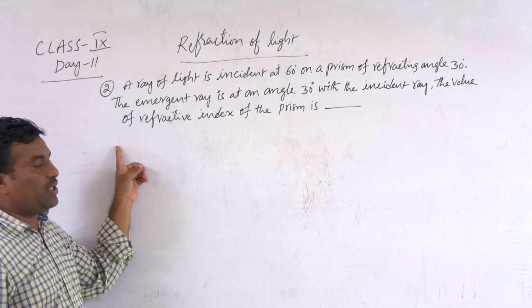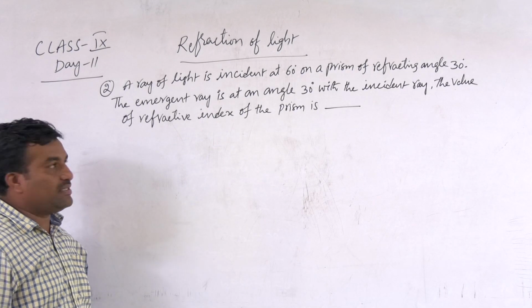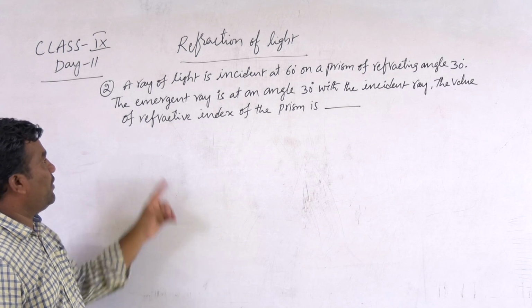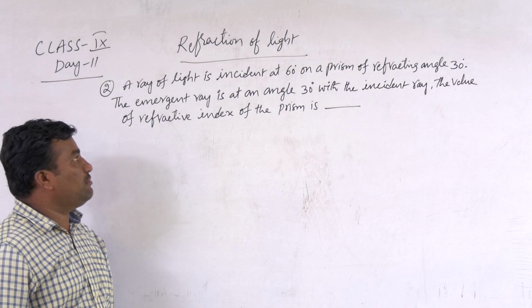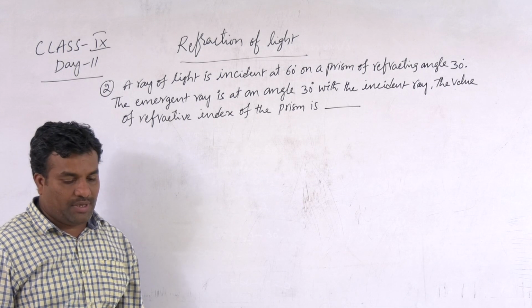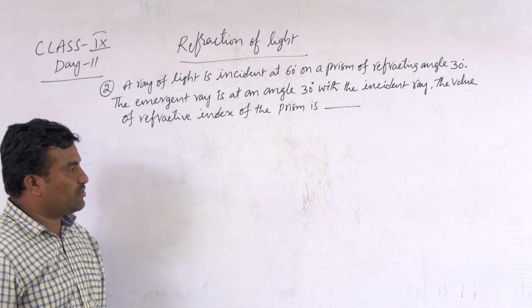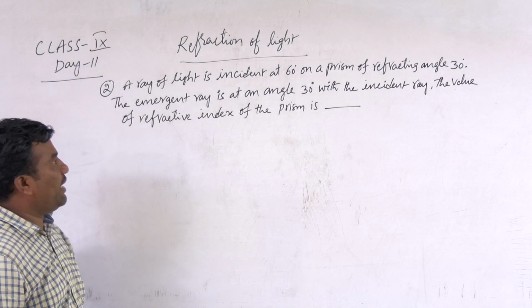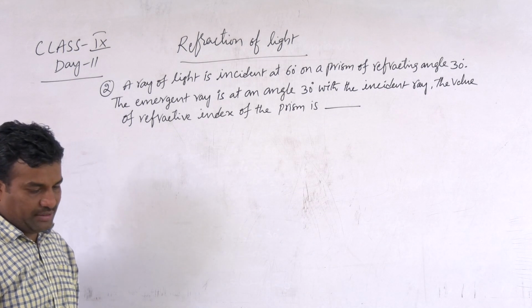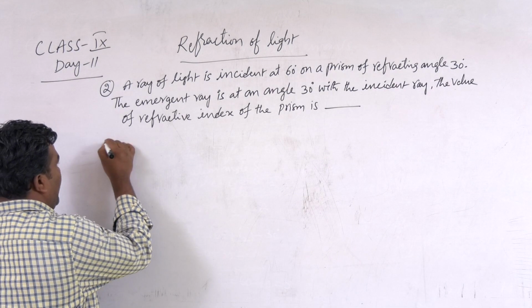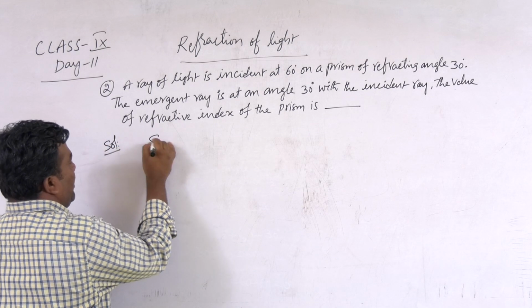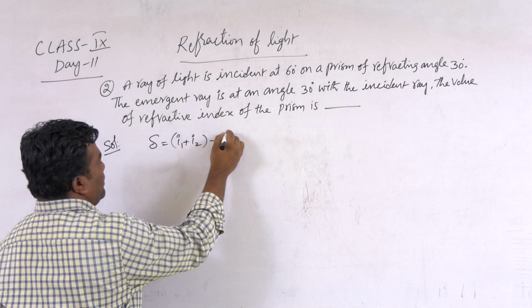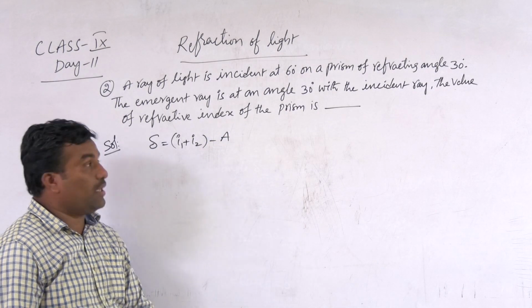Next question. A ray of light is incident at 60 degrees on a prism of refracting angle 30 degrees. The emergent ray is at an angle 30 degrees with the incident ray. The value of the refractive index of the prism is. Okay, here we discuss a ray of light is incident at 60 degrees. So that's why I am taking here first of all deviation delta equal to I1 plus I2 minus A.